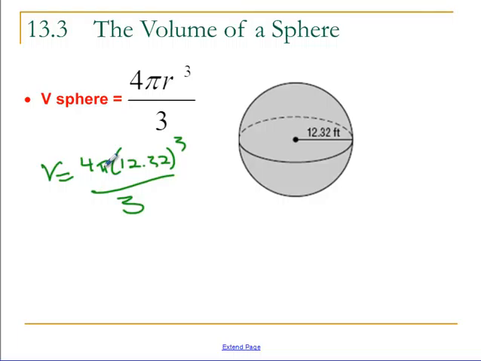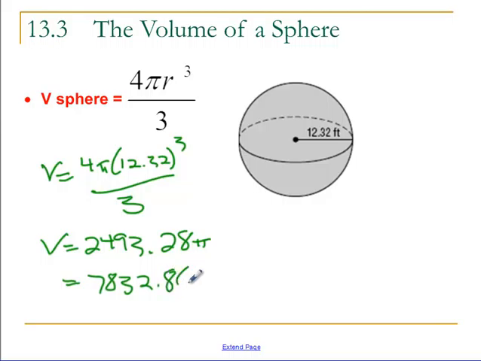So 12.32 to the third power, then times 4, and then let's divide that by 3, and then we have a pi. I'm going to give you 2 versions, 2493.28 pi, or let's go ahead and multiply it. Because it is a decimal, we can answer it as a decimal like that. So either one of those will be accepted. If it's a nice decimal where dividing by 3 doesn't make it irrational, leave the pi. Otherwise, let's go ahead and multiply it.